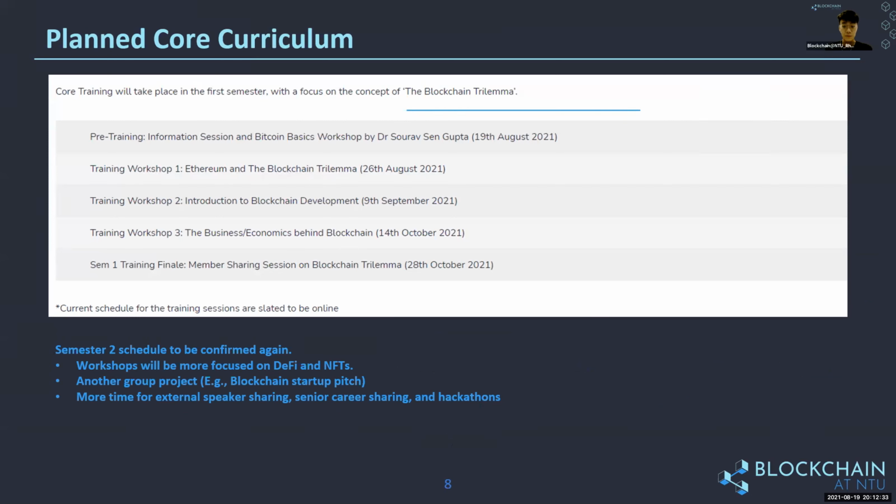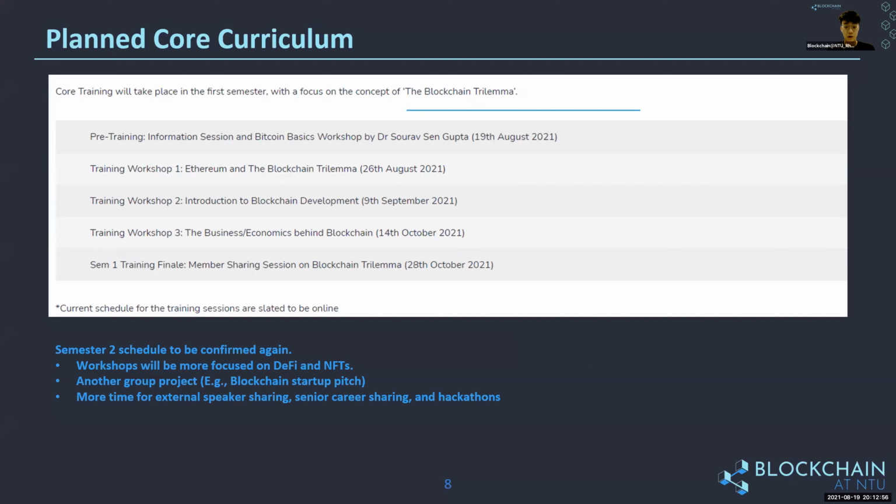So here's a diagram to summarize the planned workshop schedule that we have for our club members this first semester. We have termed this our core training, as these internal workshops hosted by the Exco members are targeted at helping those new to blockchain to get a good grasp of the fundamental concepts. Hence, you can see for the first few topics, they are more introductory. We have also maintained a mix of coding development as well as business related topics.